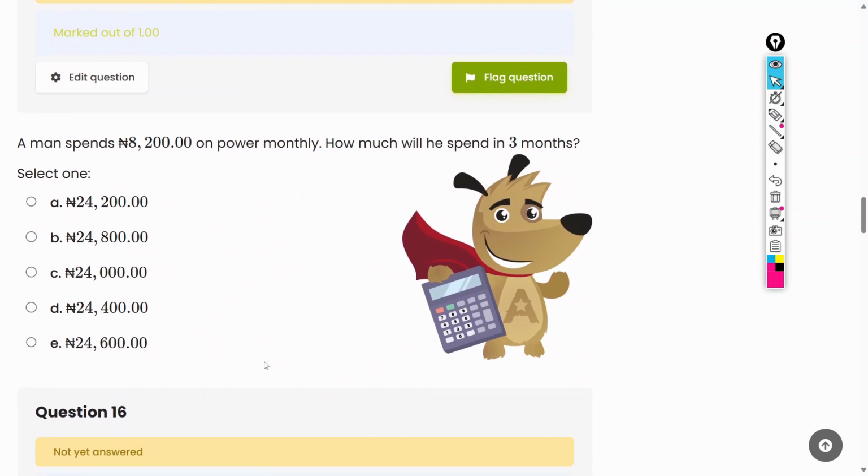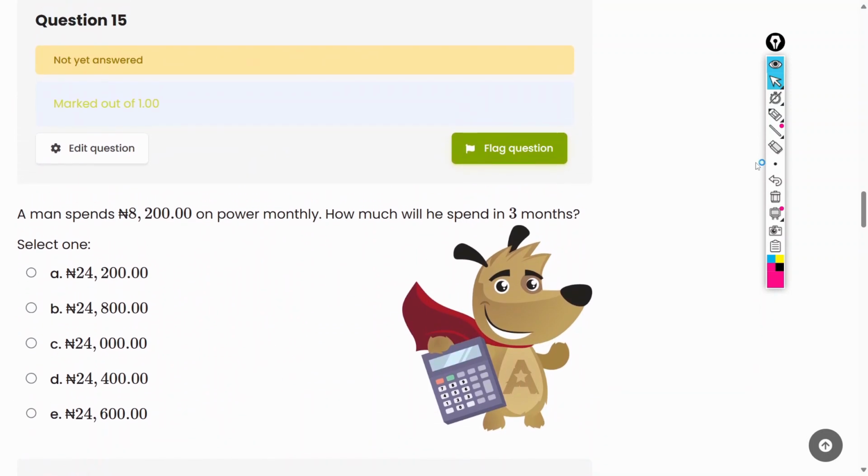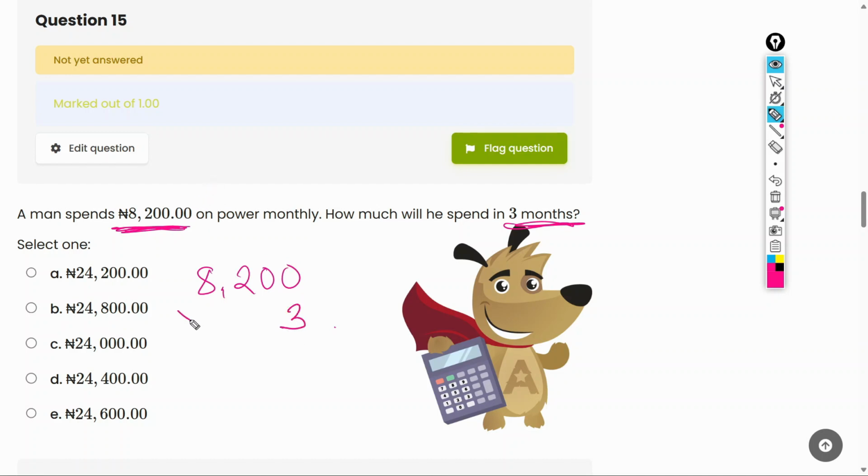Question 15. A man spends 8,200 naira on power monthly. How much will he spend in 3 months? So this is what he spends every month, and we want to figure out how much he spends in 3 months. So we should simply multiply this by 3. So 8,200, we can do away with our zeros after the decimal points. Multiply this by 3.